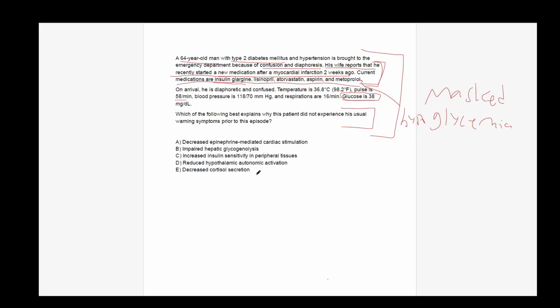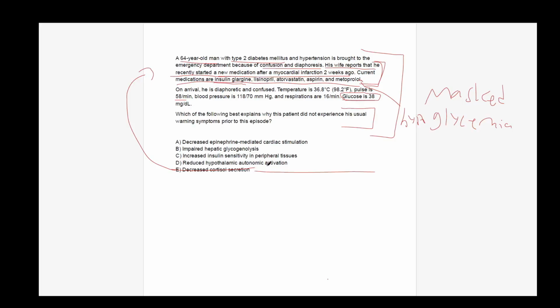And so let's start off with E, decreased cortisol secretion. This is incorrect. This would be in a person with adrenal insufficiency, Addison disease. The question stem would focus a lot more on his past medical history. It would focus on hypotension, symptoms of weight loss, lab abnormalities, and we don't see any of that here.